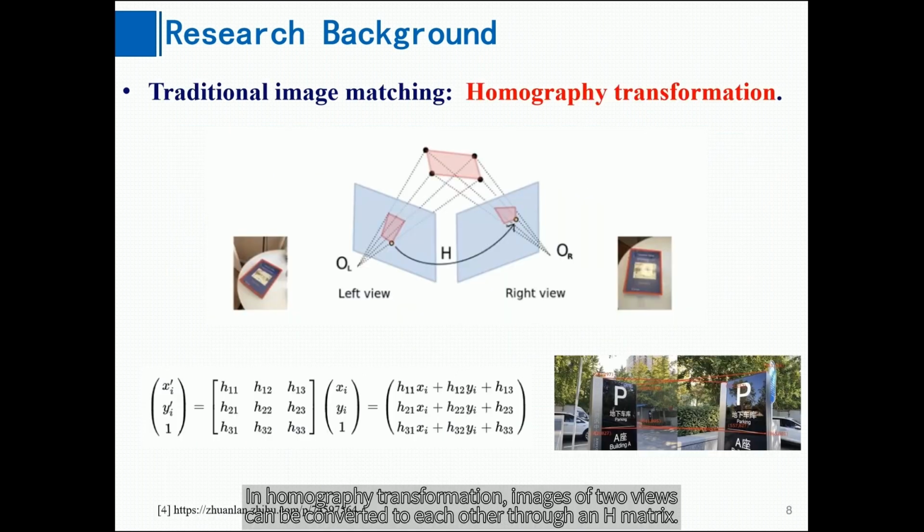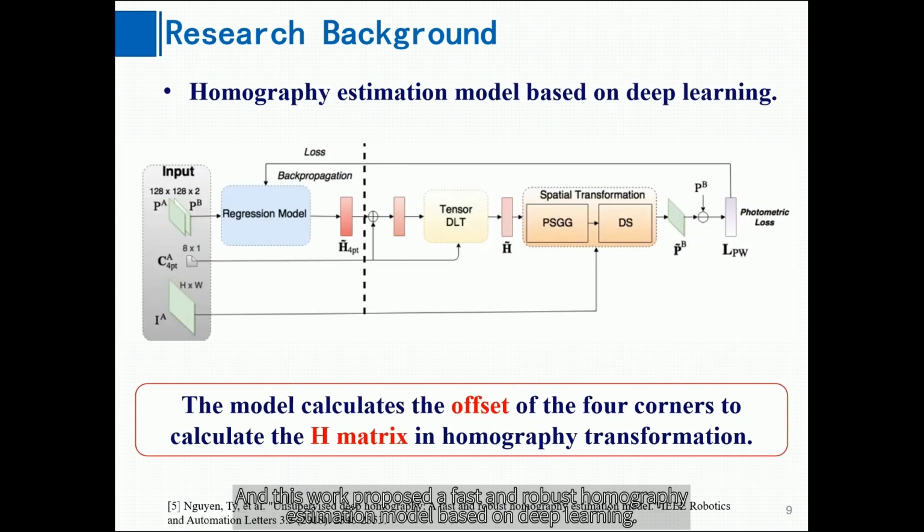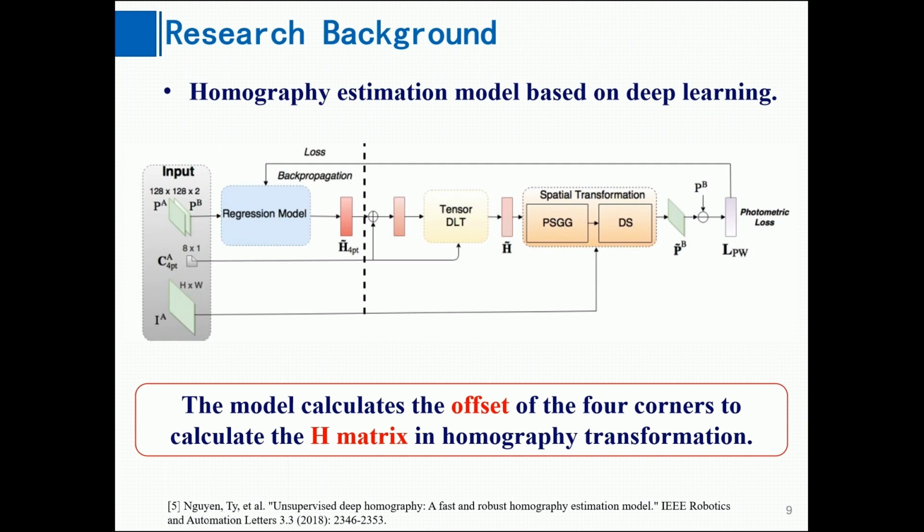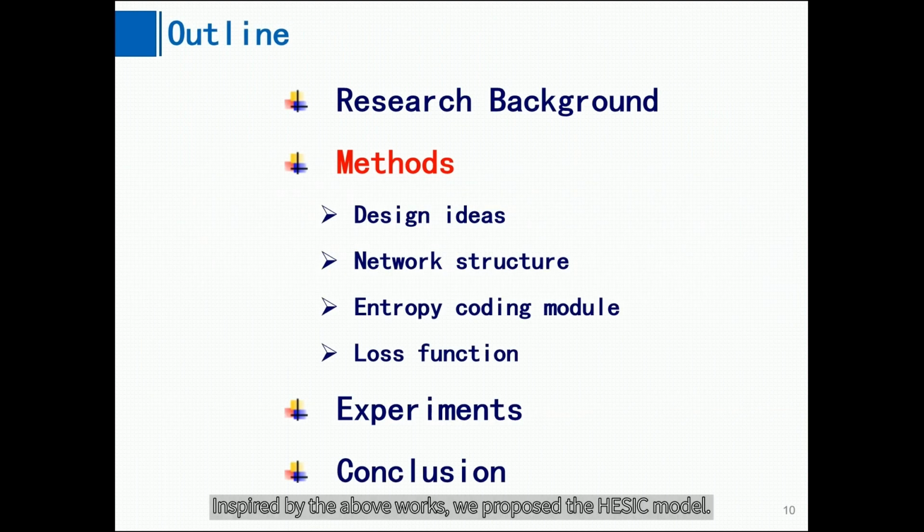In homography transformation, images of two views can be converted to each other through an H matrix. And this work proposed a fast and robust homography estimation model based on deep learning. Inspired by the above works, we proposed the HESIC model.